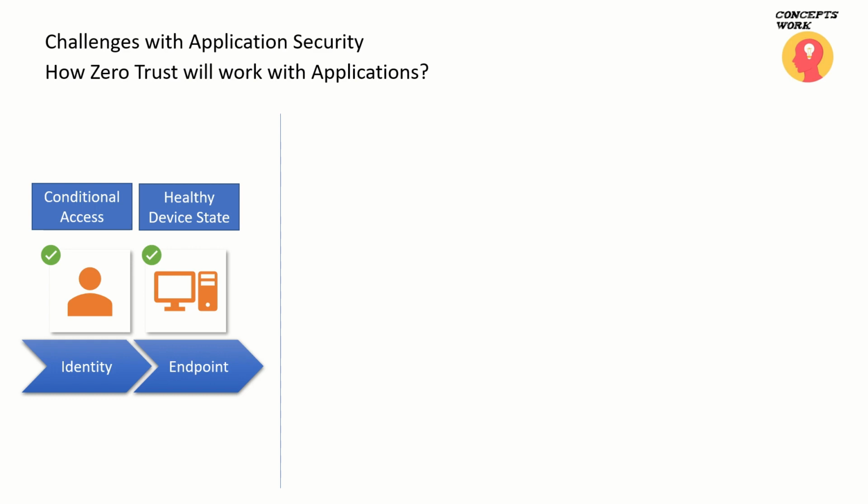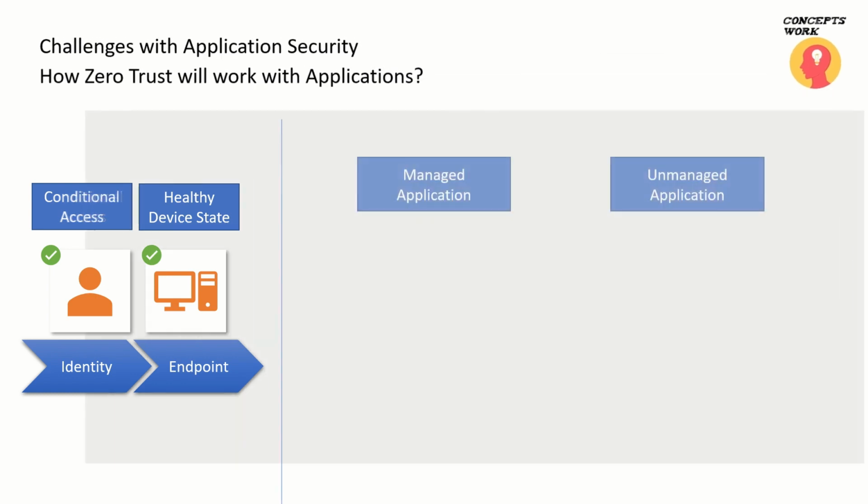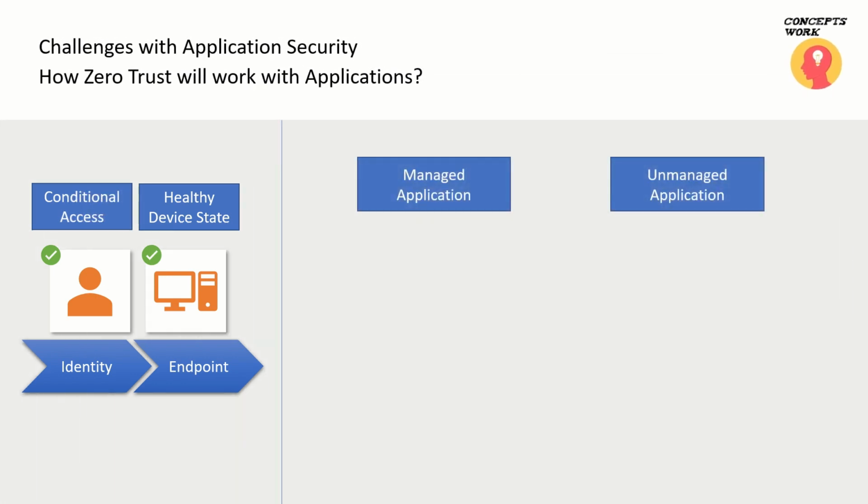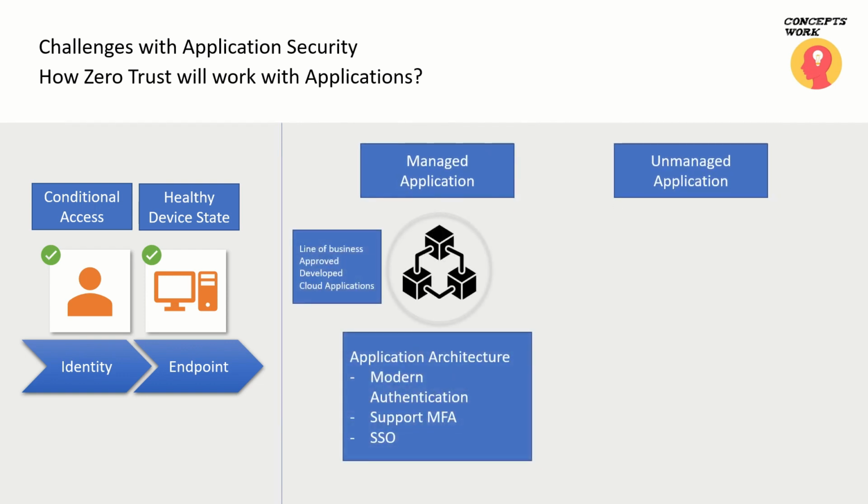Now, think about this as a scenario wherein you have to manage two kinds of applications. The first one is managed application, and the other one is unmanaged application. When we talk about the language which you will typically find in any documentation related to Microsoft Cloud App Security, the native CASB solution which Microsoft has to offer, they have named it as sanctioned or unsanctioned applications.